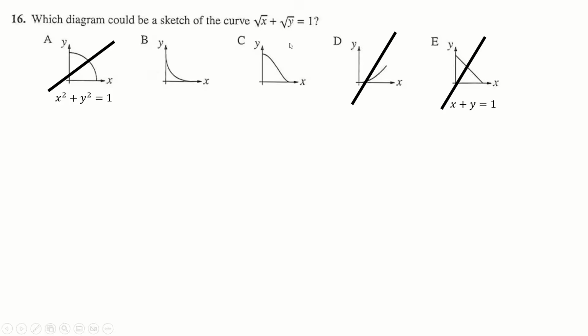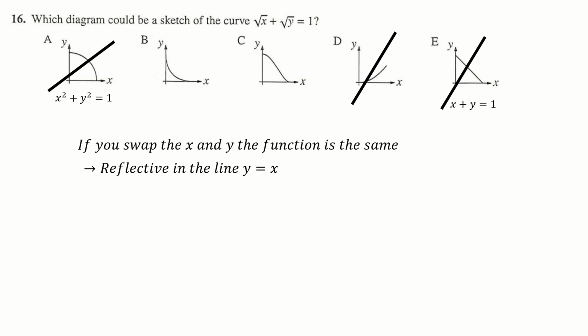Left with these two, but of course, if you were to swap the x and the y inputs to make this root y plus root x equals 1, that's just the same statement, because it doesn't matter which order you add. And what that means is, if you reflect it in the line y equals x, it's the same graph. But of course, this doesn't, so there's the line y equals x. This is not reflective in y equals x, so that one's discarded.